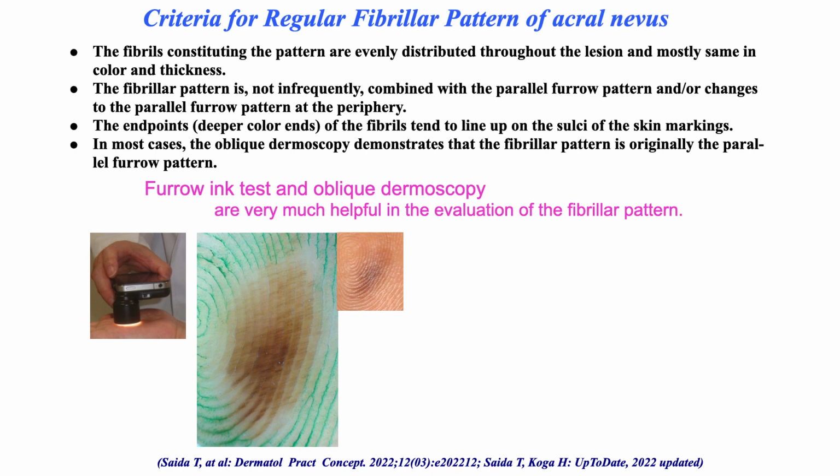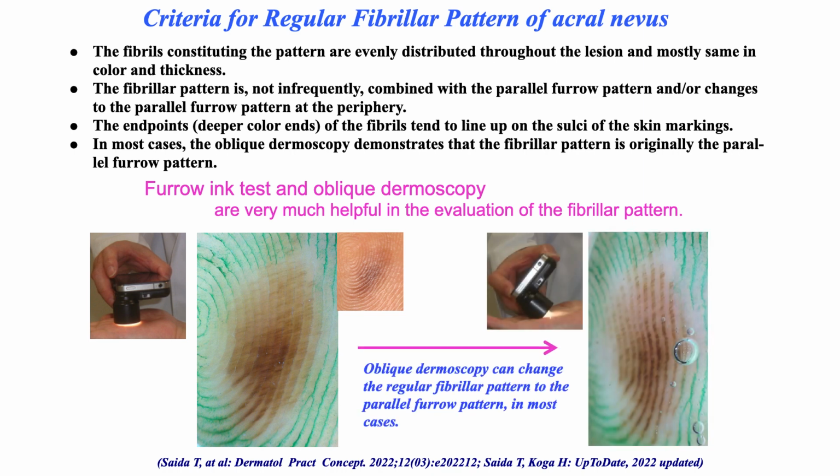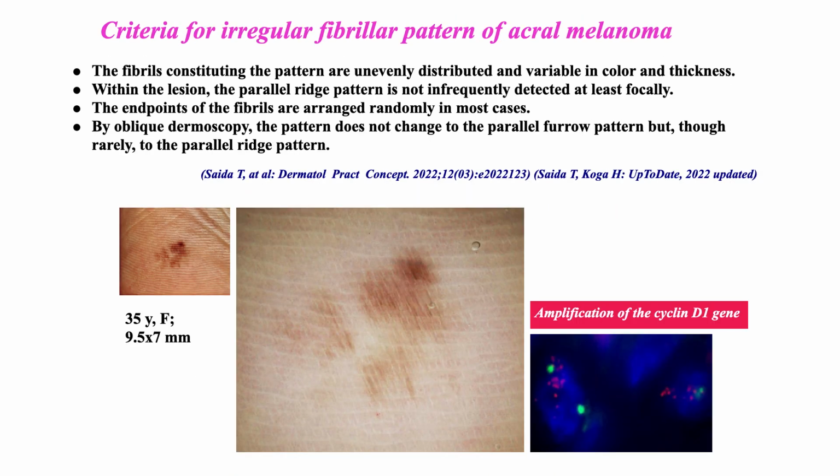Criteria for the regular fibrillar pattern are summarized in the slide. In the evaluation, the furrow ink test and oblique dermoscopy are very helpful. In most cases, oblique dermoscopy can change the regular fibrillar pattern to the parallel furrow pattern. Criteria for the irregular fibrillar pattern are shown in this slide. The fibrils are distributed asymmetrically and variable in color and thickness.